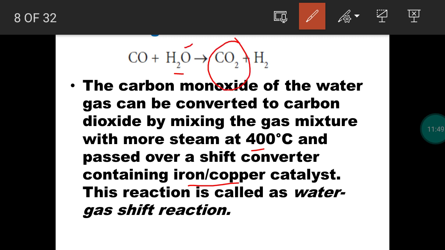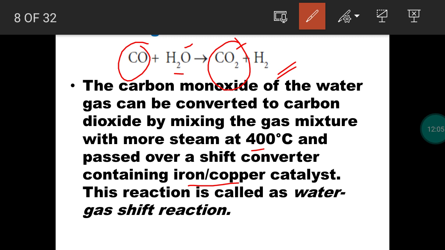The oxygen present in the steam, which is nothing but a water molecule in vapor or gaseous form, combines with carbon monoxide and forms carbon dioxide. So at last we get the hydrogen gas.